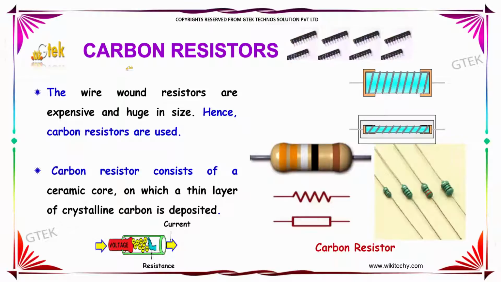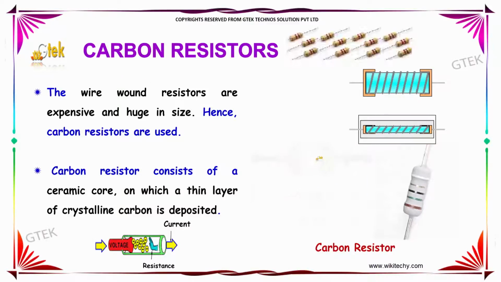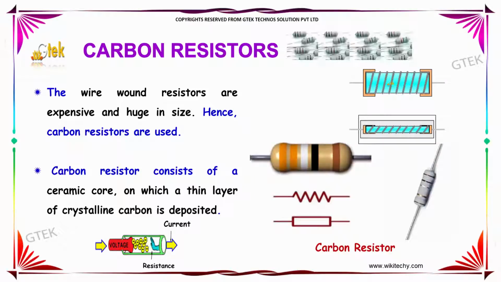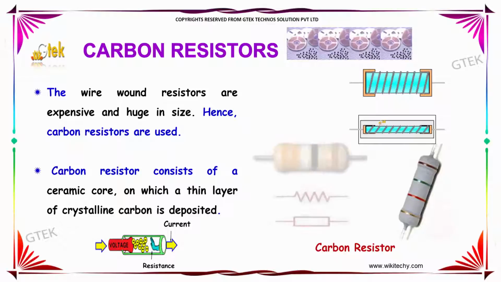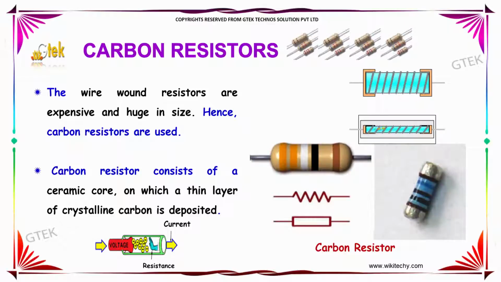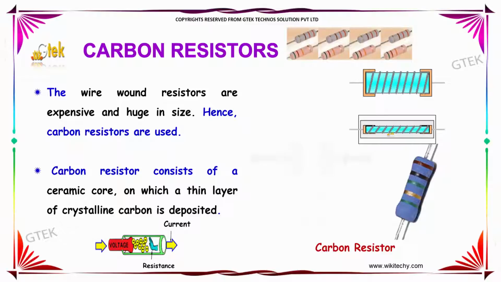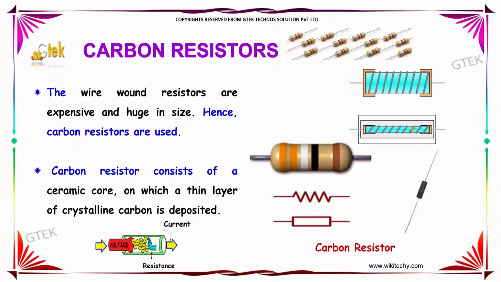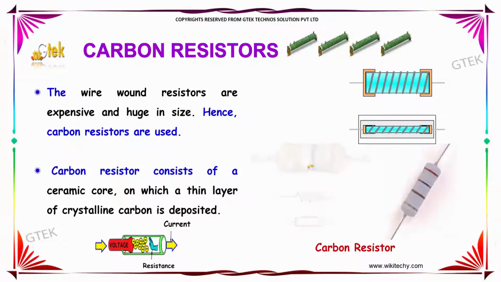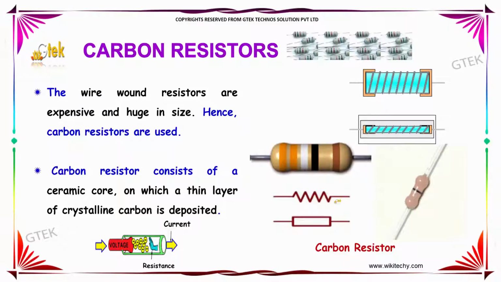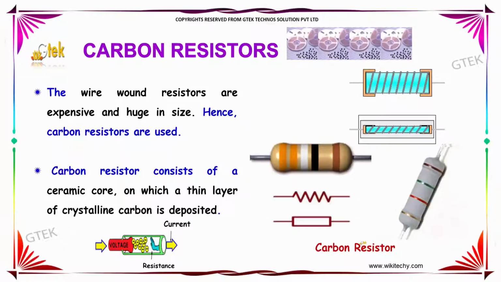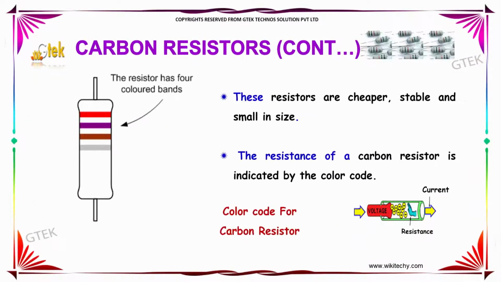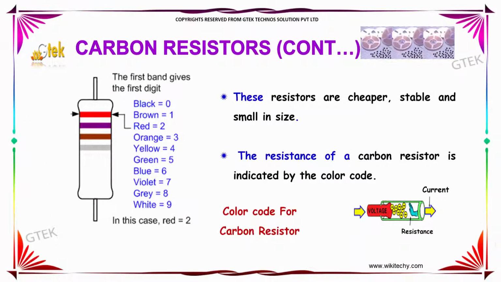The wire wound resistors are expensive and huge in size. Hence carbon resistors are used. Carbon resistors consist of a ceramic core on which a thin layer of clustering carbon is deposited. So this is the resistor which is indicated in the circuit in this form. It's a carbon resistor. These resistors are really cheaper, stable and small in size.